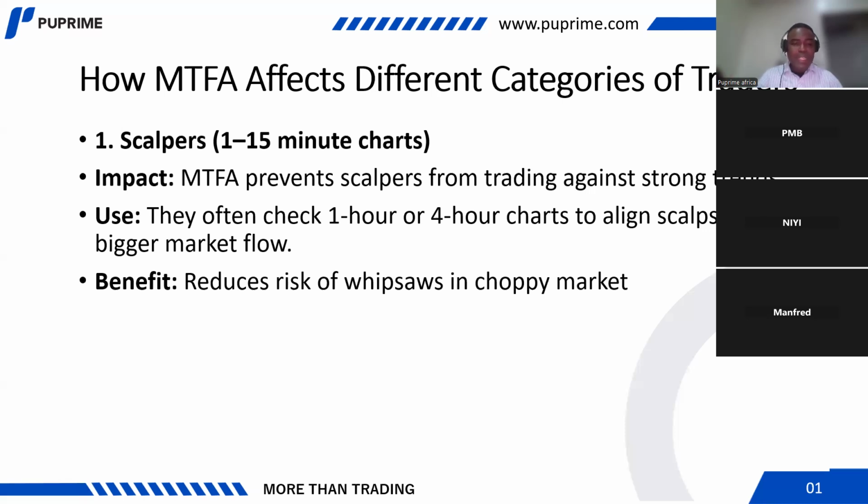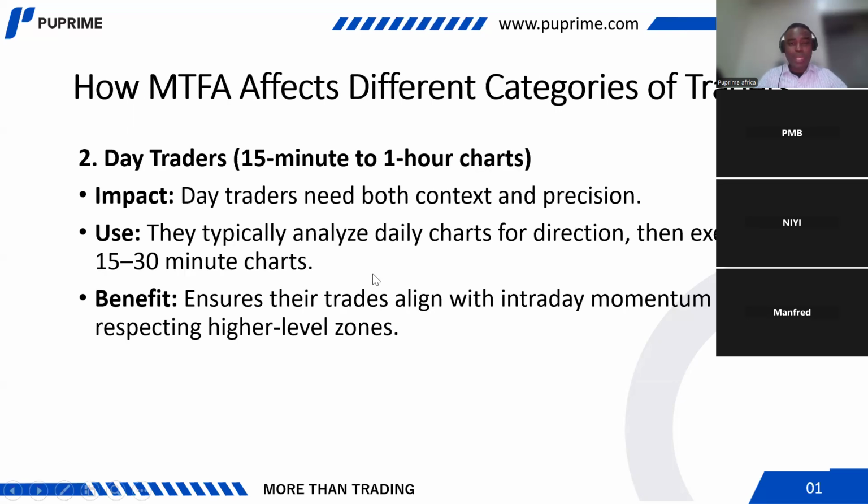So the benefit is that it reduces the risk of whipsaws in choppy markets. A scalper may look at 1 hour or 4 hour to know whether the market is trending up, and they use either 15 minutes, 5 minutes, or 1 minute for entry. So even though they are scalping on the lower time frame, they are still using the 1 hour and the 4 hour to know the direction. So they are only placing trades in the direction of the 1 and the 4 hour. So it helps to reduce risk of whipsaws in choppy markets.